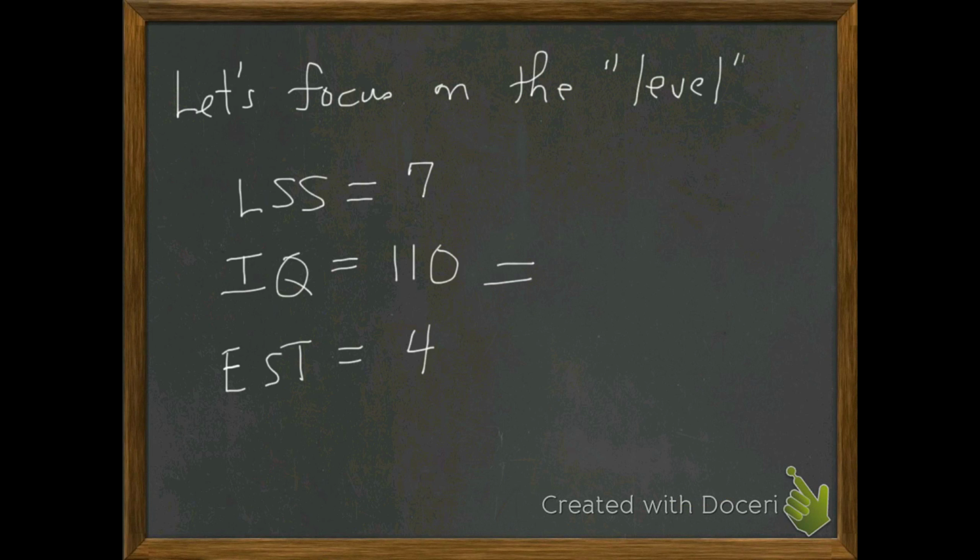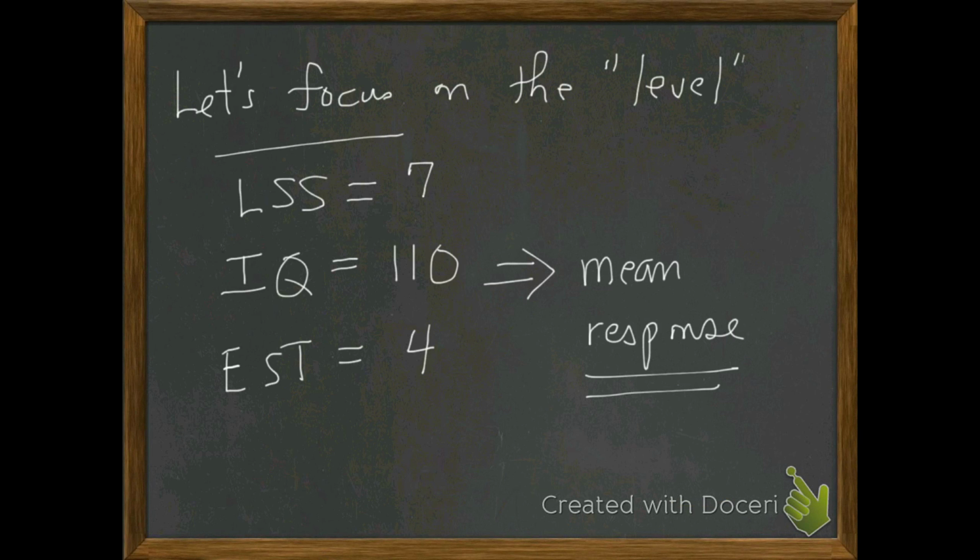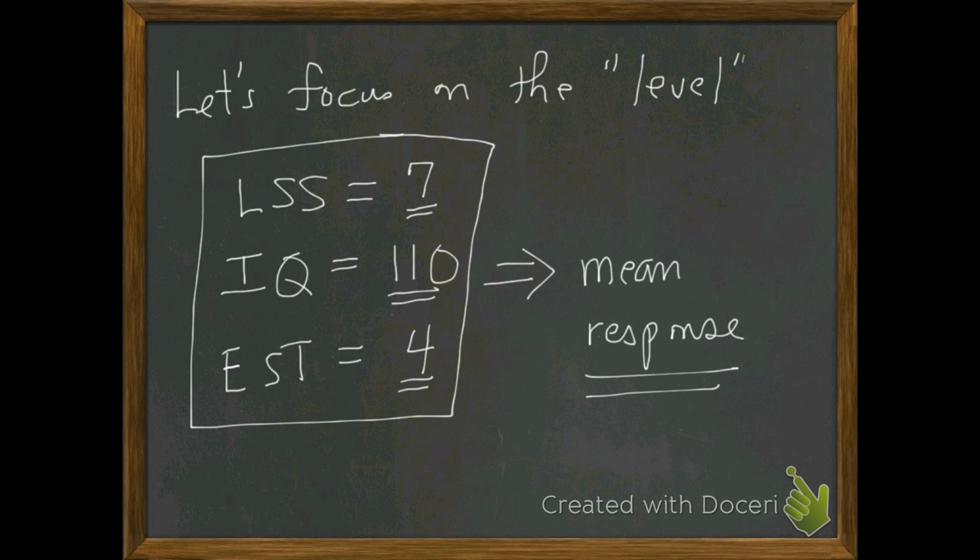Now, what we can do is we can get a mean response for these values. But gang, what you got to appreciate is if we, for example, brought in 100 kids with an LSS of 7, an IQ of 110, and an estimated reading level of 4, each kid would very likely have a different reading score. So we need to look at the mean response, and obviously we need to look at the variation. Okay?